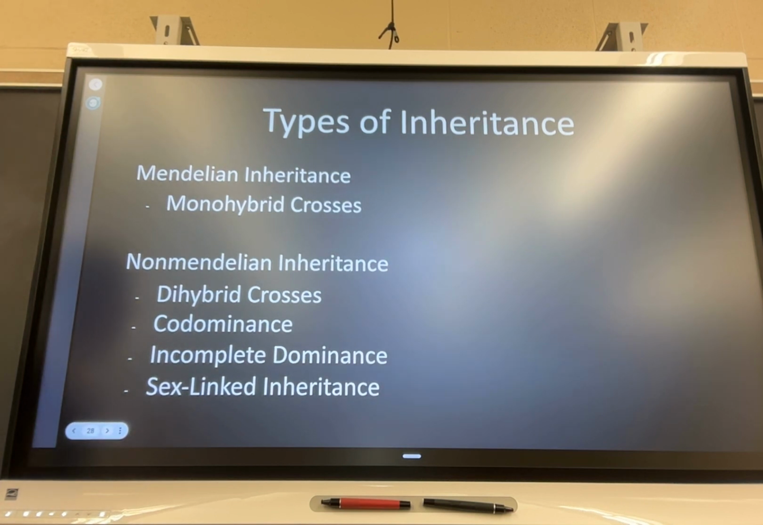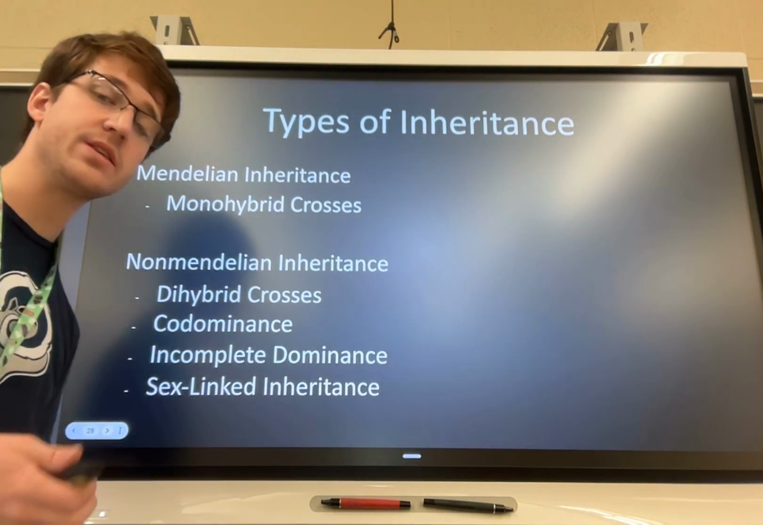Mendelian, obviously the ones that Mendel worked with, monohybrid crosses, and dihybrid crosses actually should be up there. But our non-Mendelian traits are going to be a little more complex, things that Mendel didn't really think of whenever he did his work with peas. So things like codominance, incomplete dominance, sex-linked inheritance, and multigenic traits.